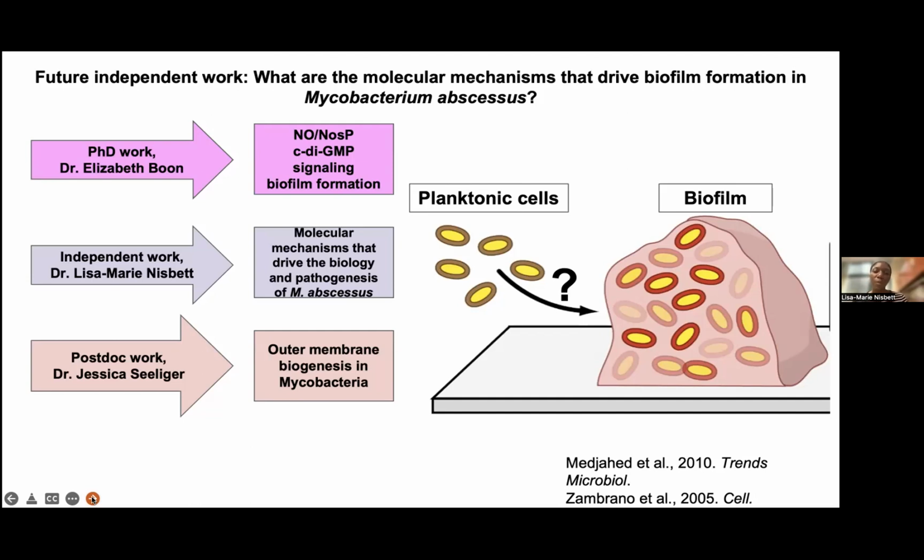So during my PhD work, I worked on nitric oxide signaling and how it regulates biofilm formation. And currently in my postdoc, I'm looking at outer membrane biogenesis in mycobacteria. So I hope to use the technical and scientific skill sets that I've acquired from my PhD and my postdoctoral work to understand what are the molecular mechanisms that drive the biology and pathogenesis of Mycobacterium abscessus. And more specifically, I'm interested in understanding what are the molecular mechanisms that drive biofilm formation in Mycobacterium abscessus.